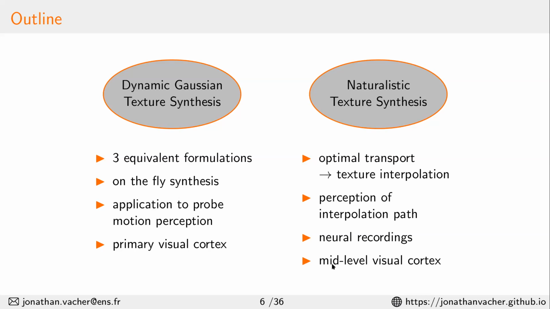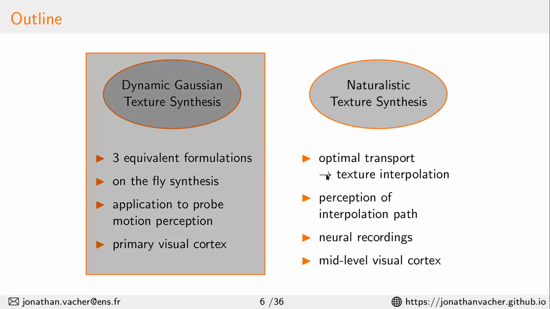I won't talk about neural recording. And here, this is more adapted to study the mid-level visual cortex, because this is where they should be. I mean, these textures have more content, and somehow they activate more the mid-level visual cortex. So let's start with the dynamic Gaussian texture.